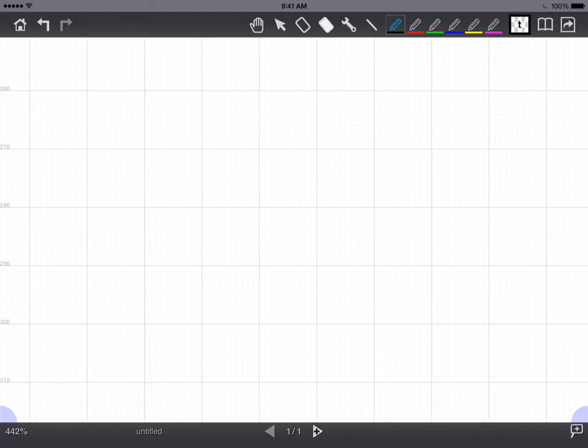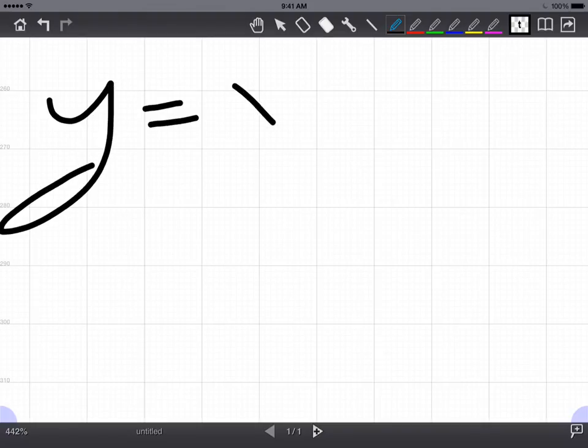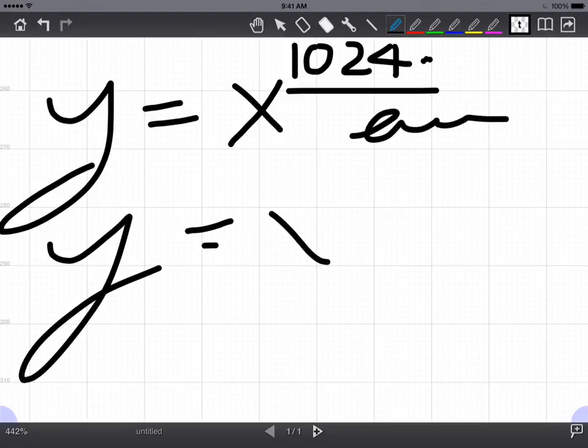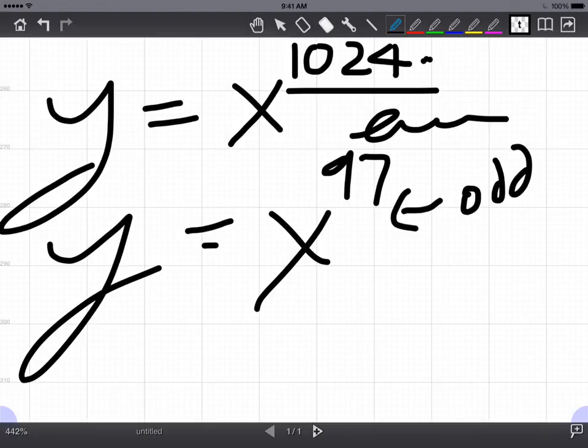Okay, so let's say you have y equals x to the 1024th. We don't know what this looks like, but because the exponent is even, we can say that this is an even function. Let's say you have y equals x to the 97th. We don't know what this looks like, but because of end behavior and all that, we can tell that this will be odd.